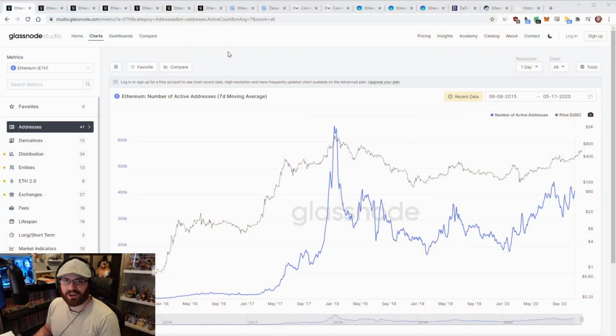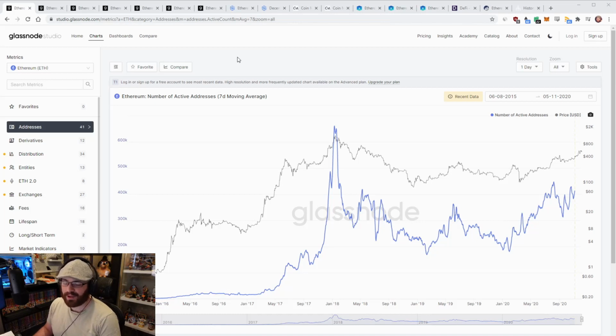Okay, the first site that I'm going to be using to show a bunch of different metrics is called Glassnode. They have a really nice little studio here where they have a bunch of different metrics. Some are paid, some are free. Obviously, the best metrics are paid, but we can still have a look at some of the great metrics here and make sure that we cover them in depth.